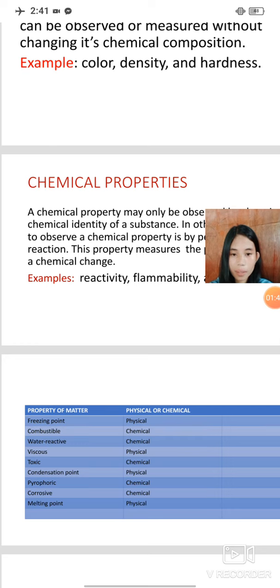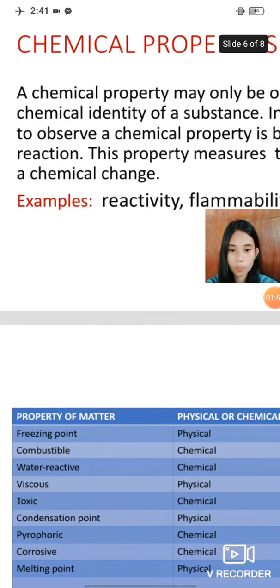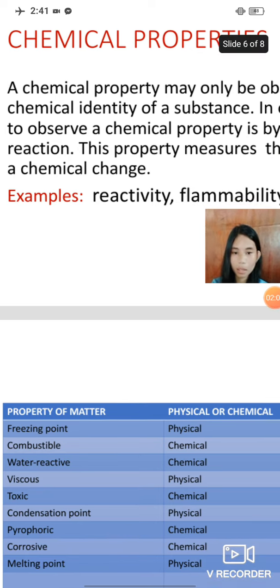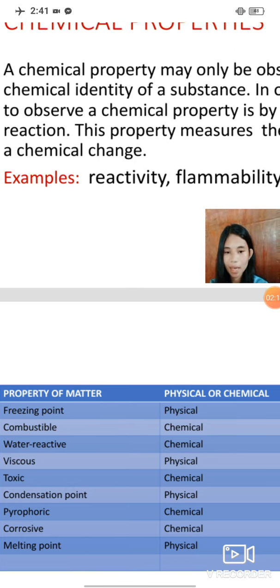I will define whether it is a physical or a chemical property of matter. So freezing point, it's a physical property, because it is the temperature at which a liquid turns into a solid when it's cold. And then combustible, a chemical property. Combustible materials are something that can burn in air. So it is a chemical property.